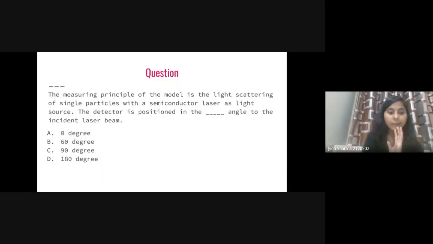So my question is, the measuring principle of the model is the light scattering of the single particle with a semiconductor laser as light source. The detector is positioned at a dash angle to the incident laser beam. For example, your laser beam is in the horizontal direction, and you have the particles. The detector will detect the scattering of the light. At what angle will that detector be? I have options 0 degree, 60 degree, 90 degree, and 180 degree.